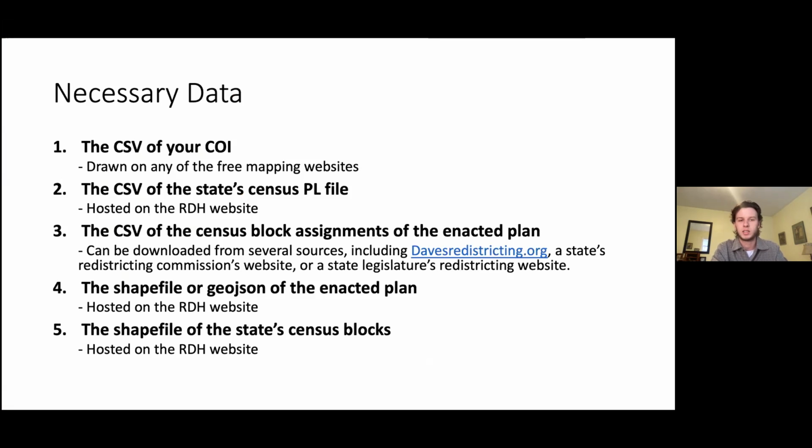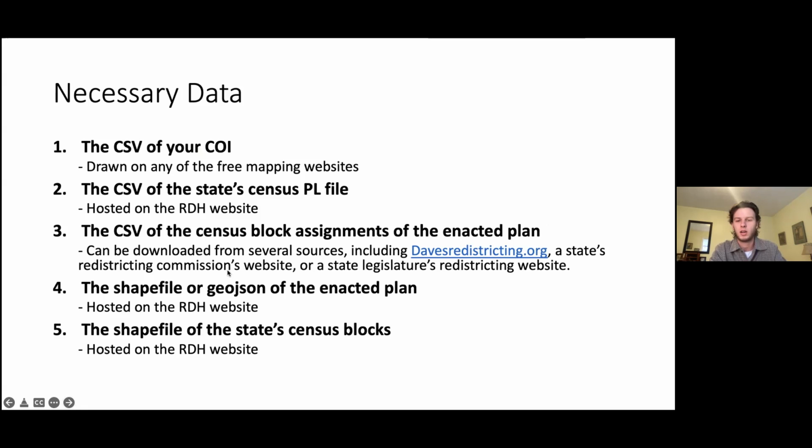And then the last thing is just the necessary data. It's pretty much the same as what you need for QGIS, and the vast majority of it is on the RDH website. So you need a CSV of your community of interest, which can be drawn on any of the free mapping websites. I'm also trying to make it accessible with shapefiles or GeoJSONs of your community of interest, which is what is used in QGIS. You need a CSV of the state's census PL file, and that can be found on the RDH website. A CSV of the census block assignments of the enacted plan.